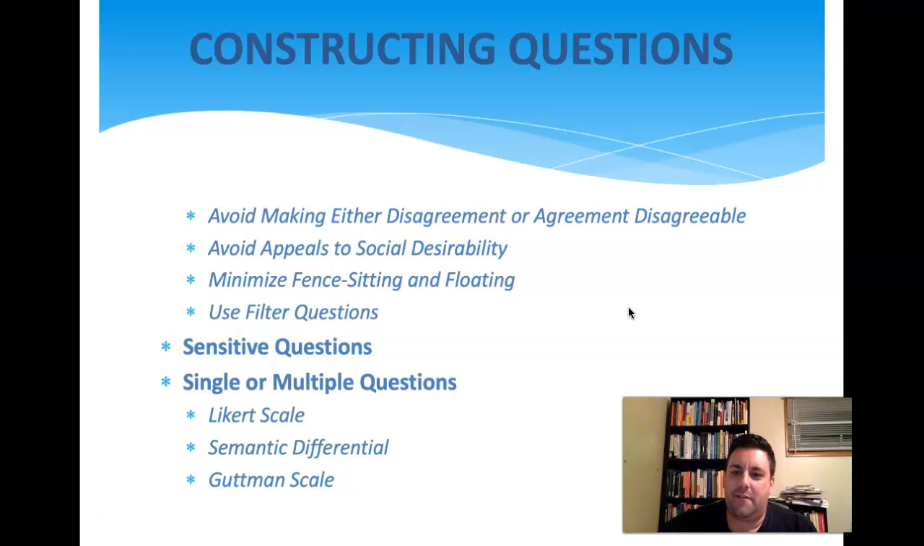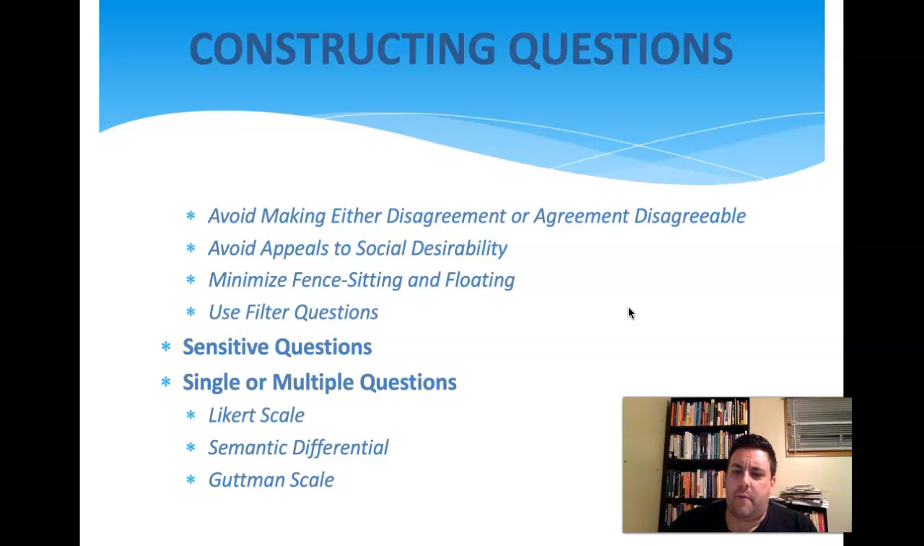Fence sitting is when there's lots of neutral options. I'm not a big proponent of using neutral, so I like to only offer choices that are either positive or negative, no neutral, because then at least you're getting information about whether people are on the positive or negative side of the range of questions. Sensitive questions you can ask about, and sometimes the anonymity of a survey is useful for gaining information that's particularly sensitive. But you don't want to ask too many sensitive questions.